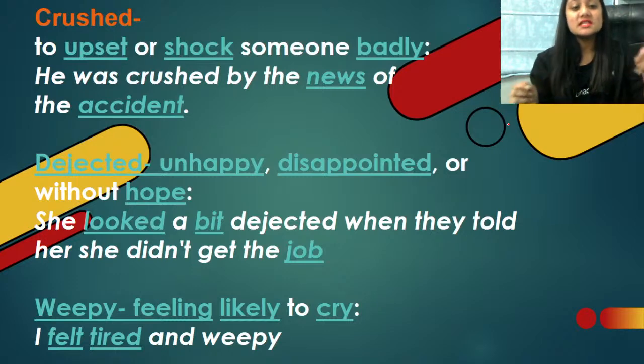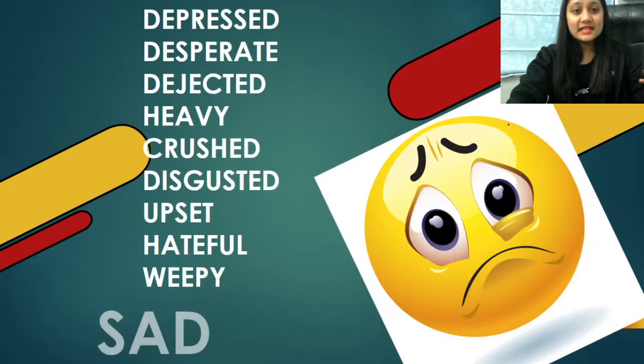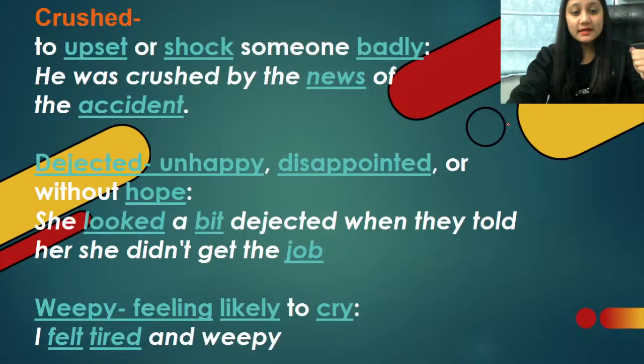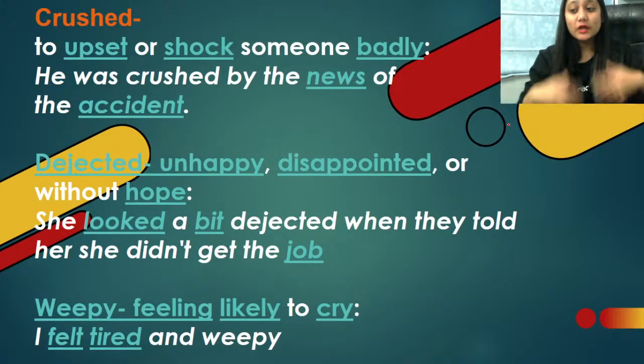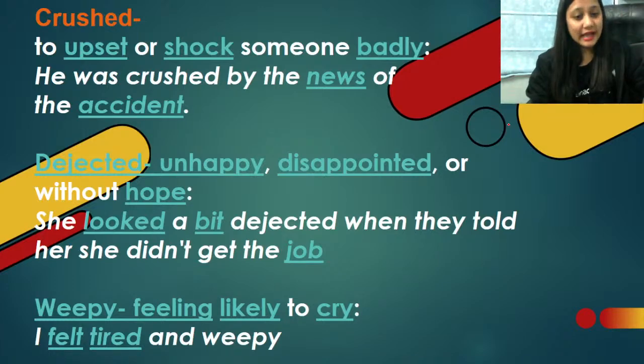So we can use the terms dejected, crushed, or words like heavy, disgusted, upset, hateful, weepy. Weepy is feeling likely to cry, almost on the verge of crying. I felt tired and weepy, which means you are sad and almost on the verge of crying. In that place also we can use the term weepy. Are we clear? All right.